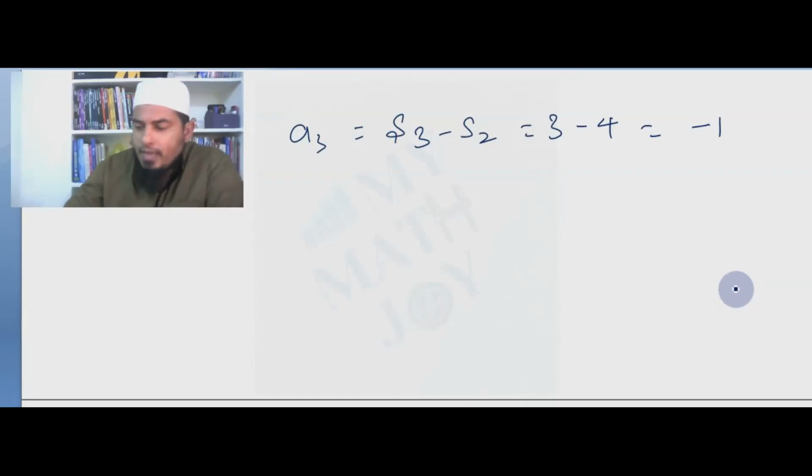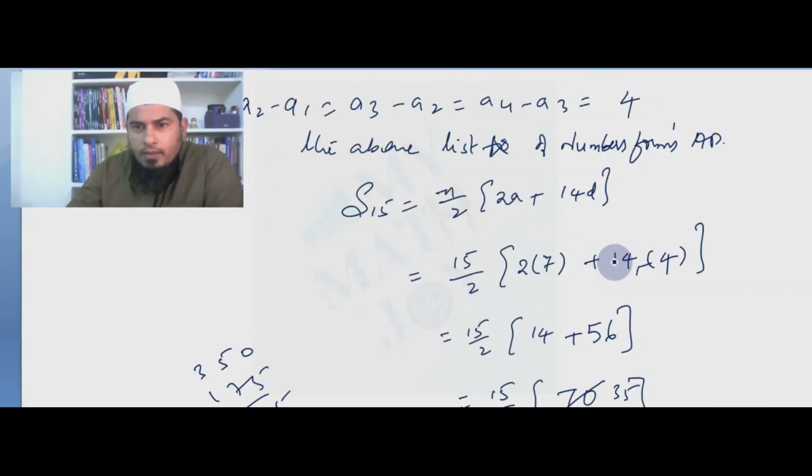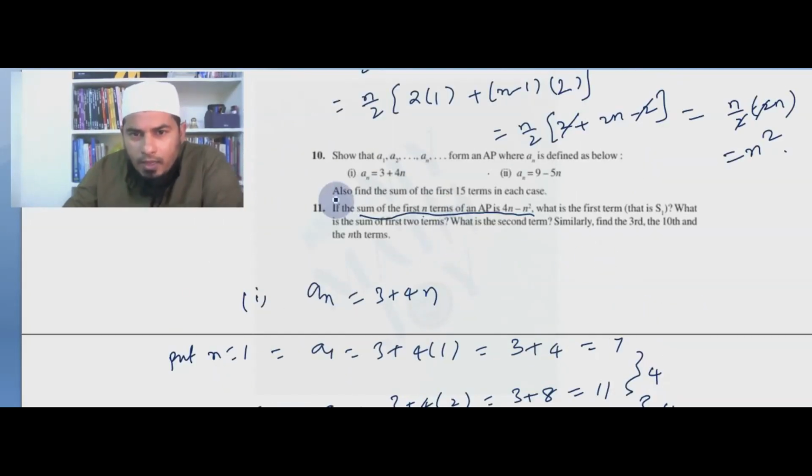Then what do you want then? You see here in the question, he told us that it is an AP, so we need not prove that it is an AP. We got the sum of the first two terms, S2. We got the second term, A2. Similarly, we found the third term, A3.